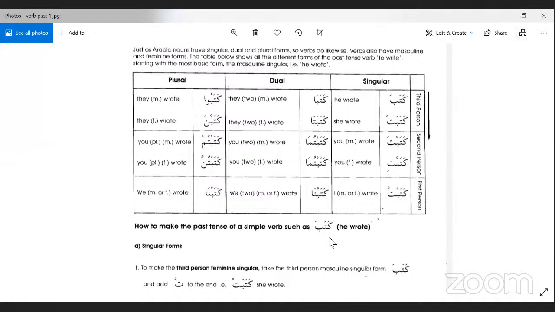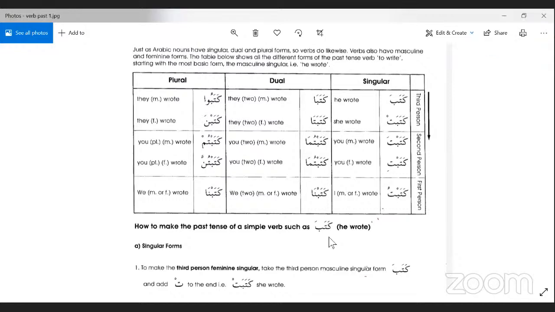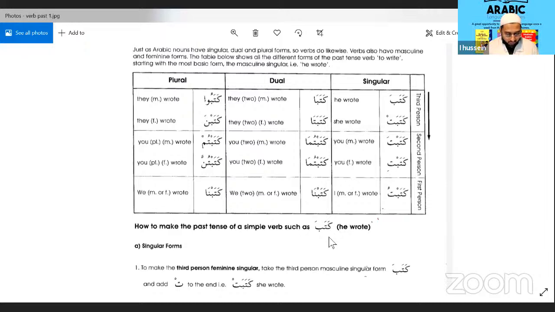Alaikum salam. So this is not from the book, okay? I don't teach from the book. I teach some of the things in the book. It's not in the book, and that's the reason why I'll send this as a handout so that you have this.